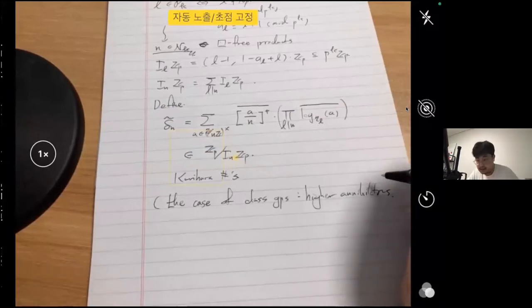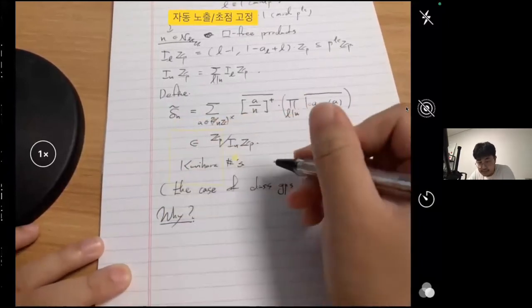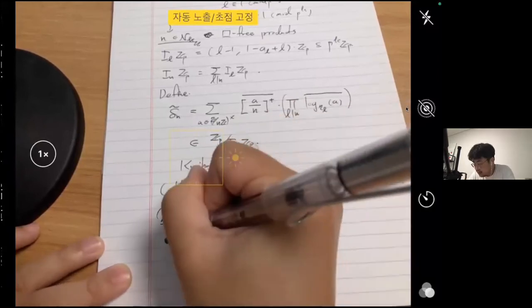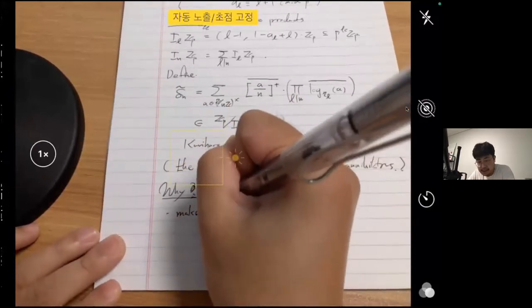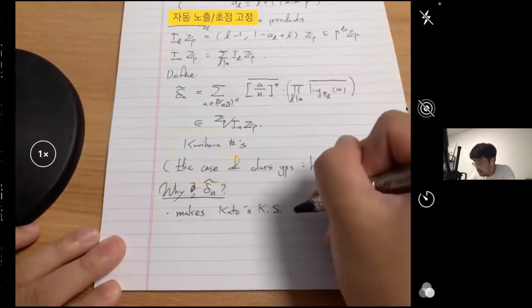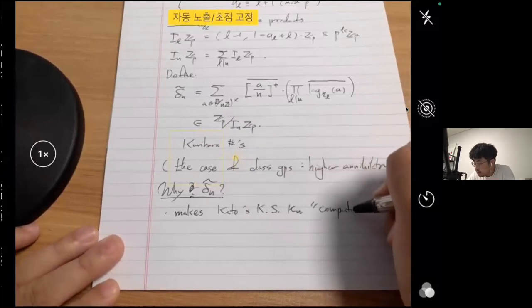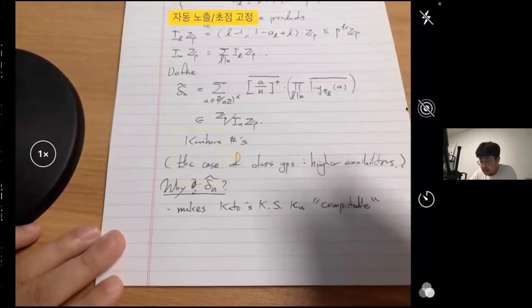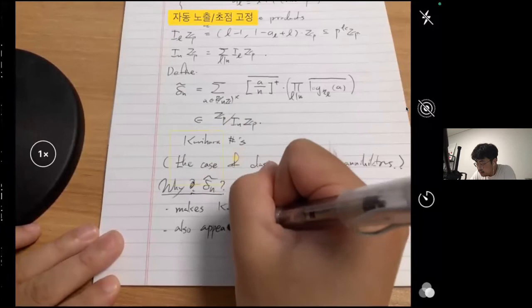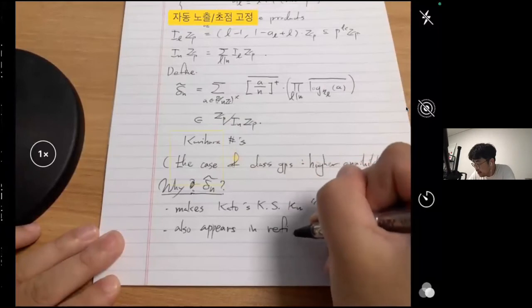And so why delta and tilde? First, this makes Kato's Kolyvagin system kappa n computable, and it also appears in the refined Iwasawa theory due to Kurihara.